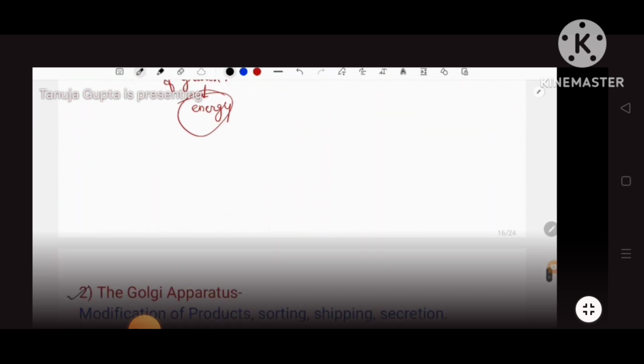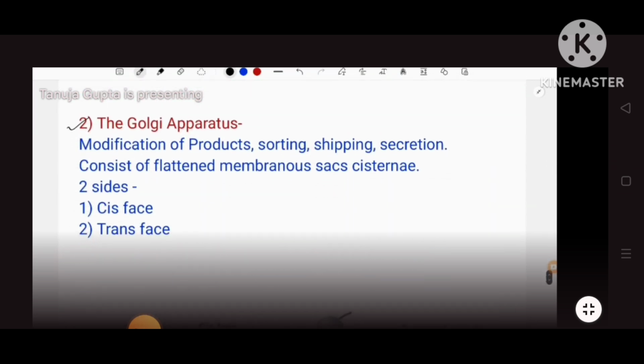So what is the role of the Golgi apparatus? The main function is to modify the products formed by the ER. Whatever product is formed by the ER is modified by the Golgi if any further modification is required. It's sorted out, and it does the shipping. Shipping means what? Suppose we want to send something to a different address, what are we going to do? We just pack the item, and we put an address on it.